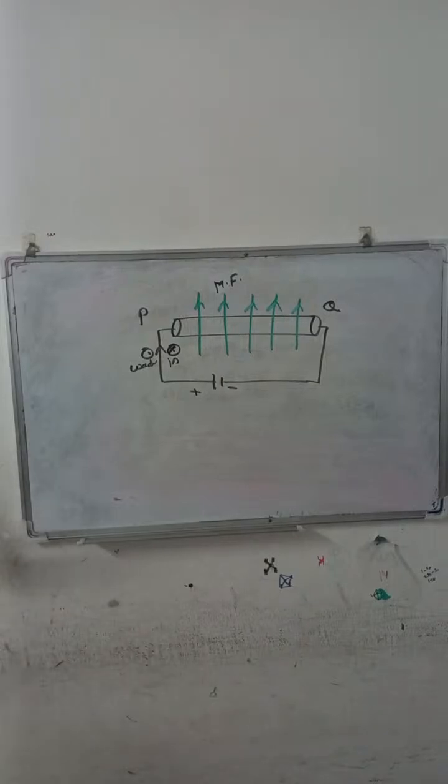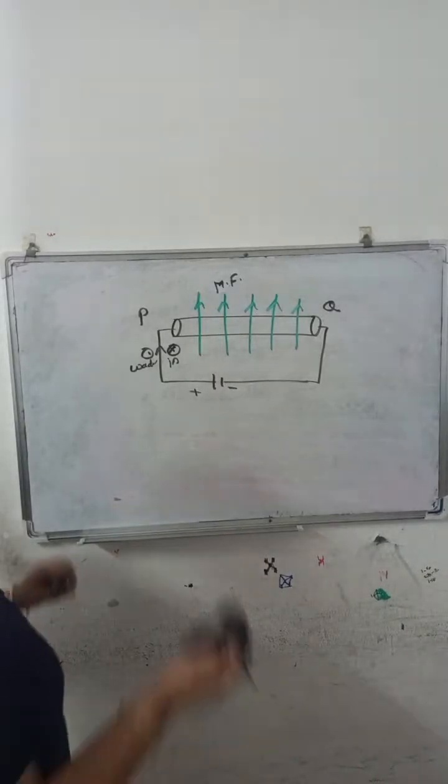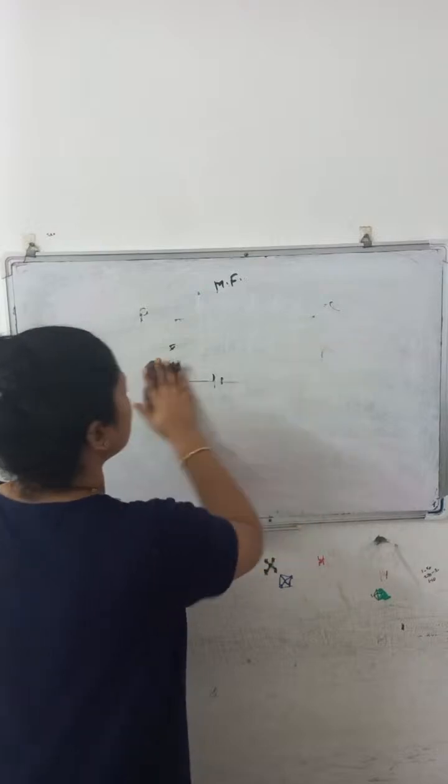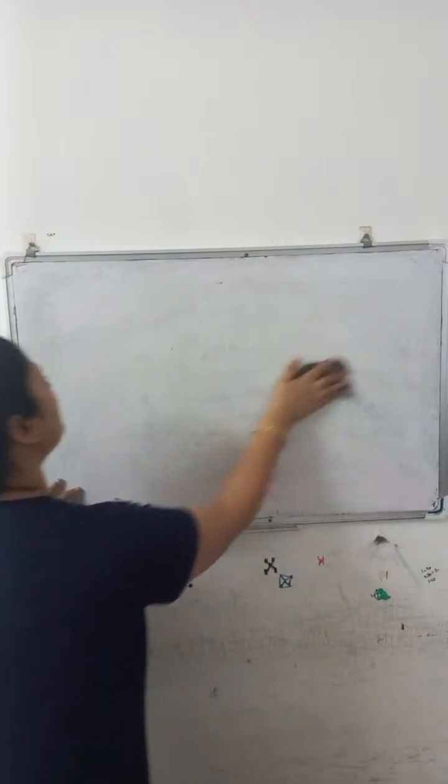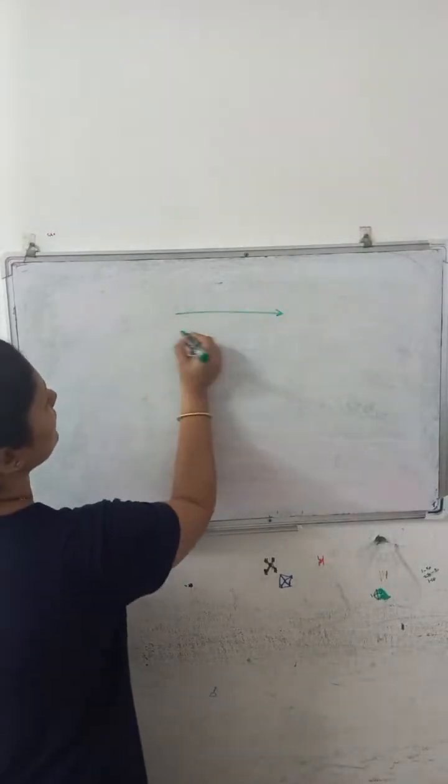Okay, so write down the next one. An electron enters a magnetic field at a right angle to it, as shown in the figure. Okay, draw this figure.